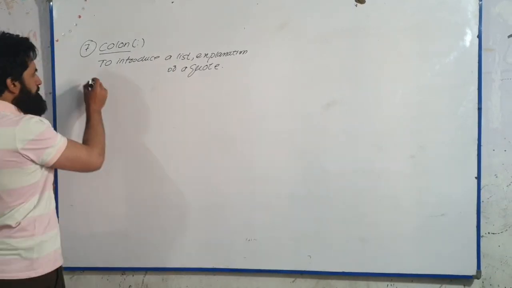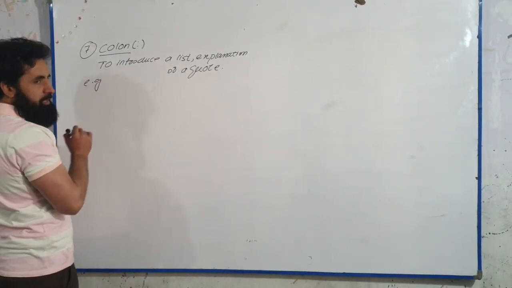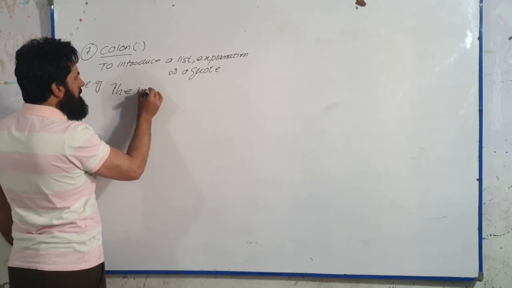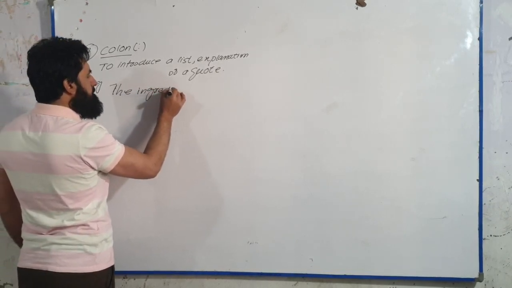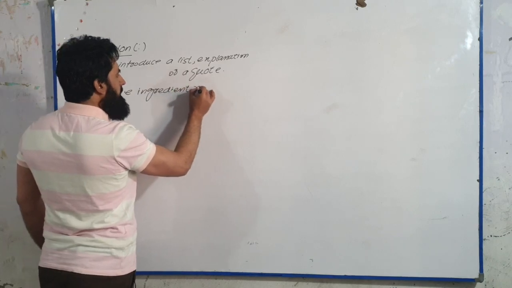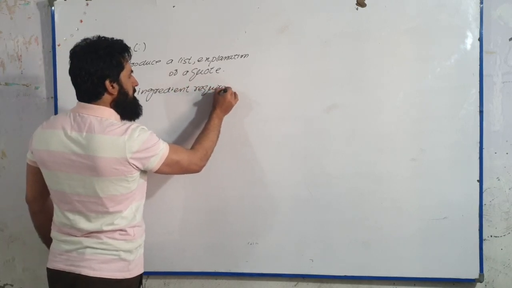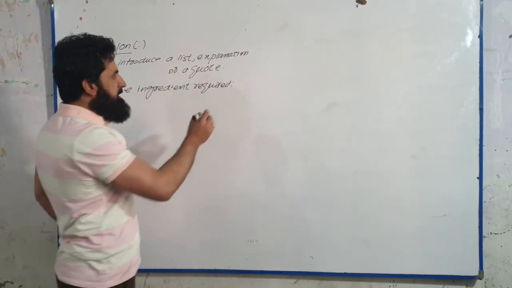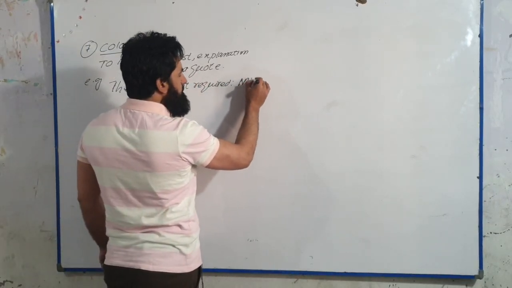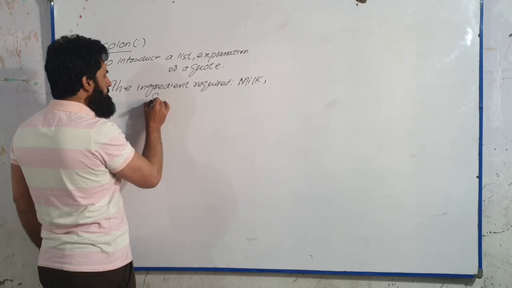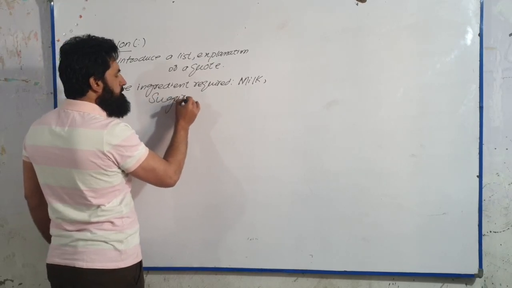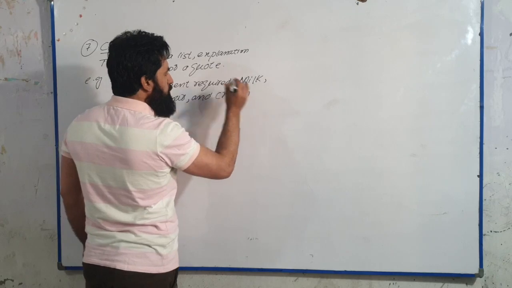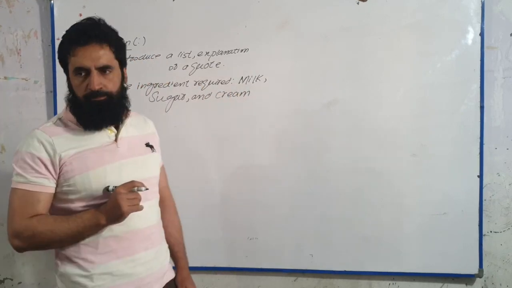For example, if I say that the ingredients required colon. The ingredients required colon. Now the ingredients are, let's suppose, milk, sugar and cream. So in this way we use the 7th punctuation mark, that is colon.